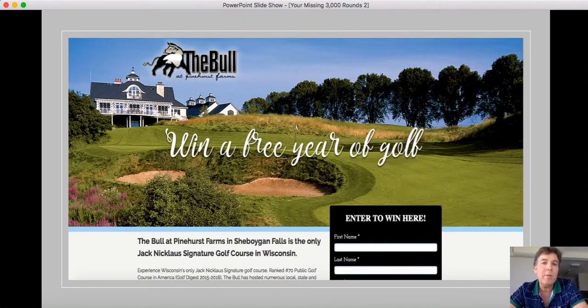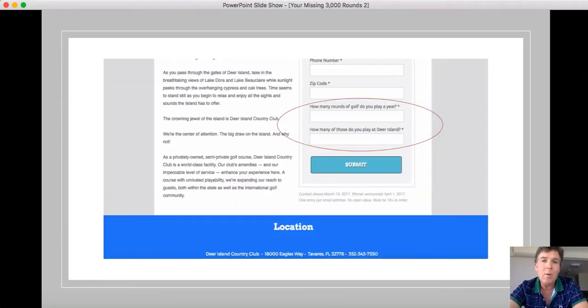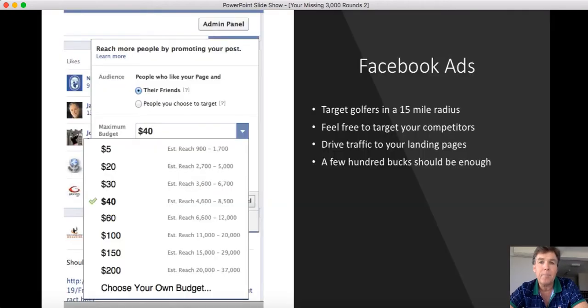Here's an example of win a free year of golf, although we've got 40 different examples of ways you can capture data. Now, not all data captured is equal. You will notice here two very important questions. How many rounds of golf a year do you play? And how many rounds of golf a year do you play at our club?